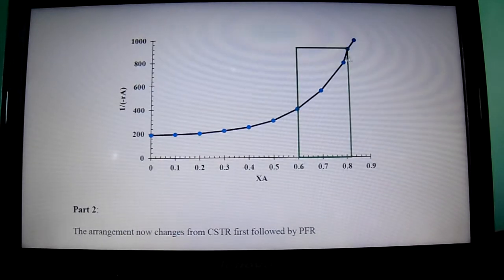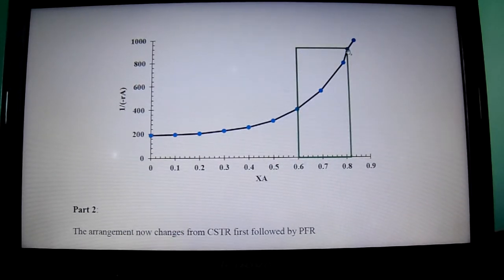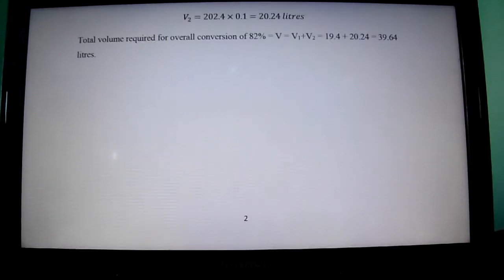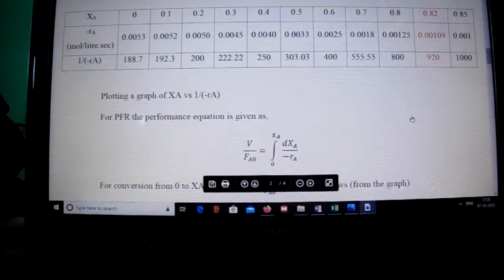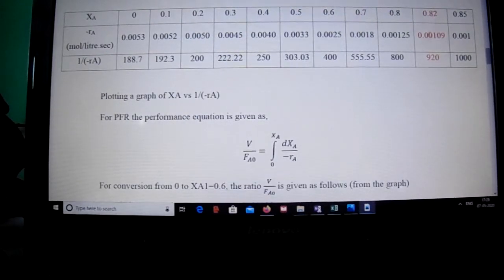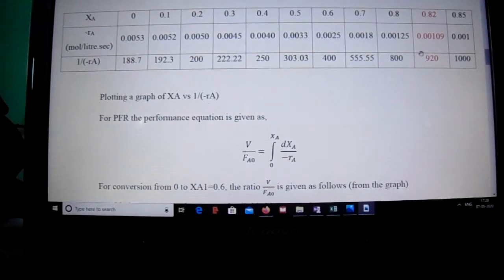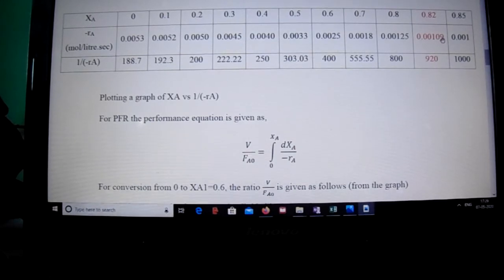After plotting the curve, you will have a point on the curve. For 0.82, just go up to the curve, that will be the point, and move across to the y-axis. That point will be 1 by minus RA. Invert that, you will get RA. So you will have a new point, and that new point is 0.82. For that you will have 1 by RA as 920, and inverting that, you will get the value of minus RA.